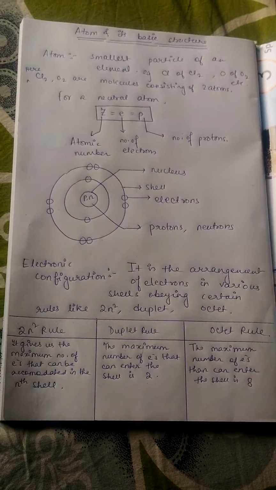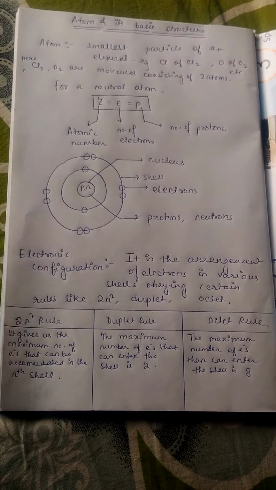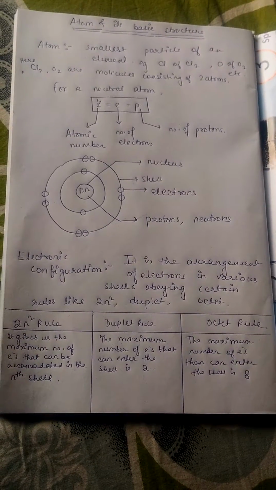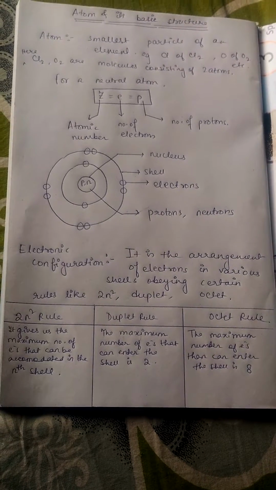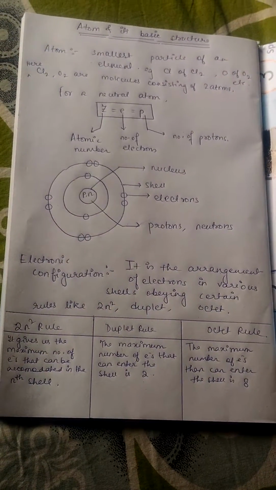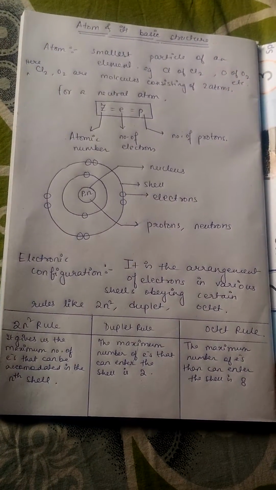So atom is basically the smallest particle, and earlier scientists used to say that it is the indivisible part of any element or a compound, and it cannot be divided. But later we got to see that an atom has got its parts like electrons, protons, and neutrons. Okay, so it is divisible, it has got its particles.